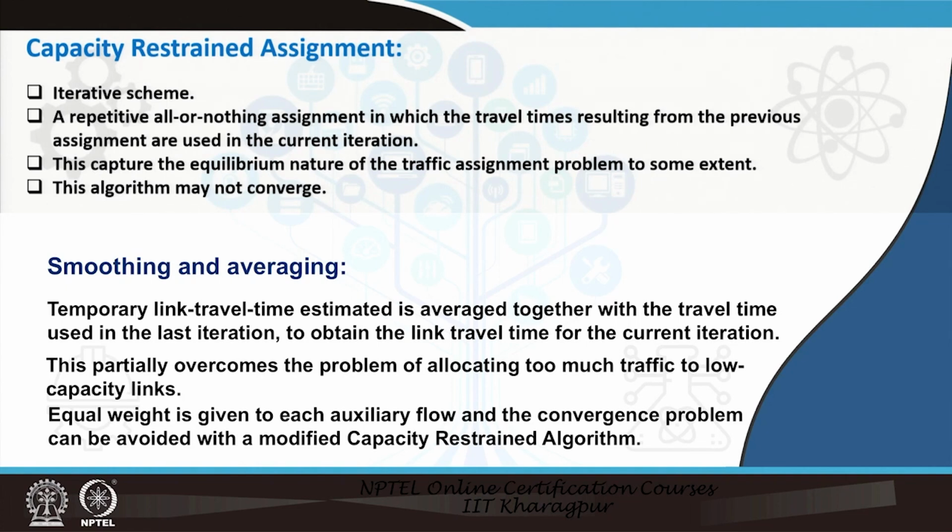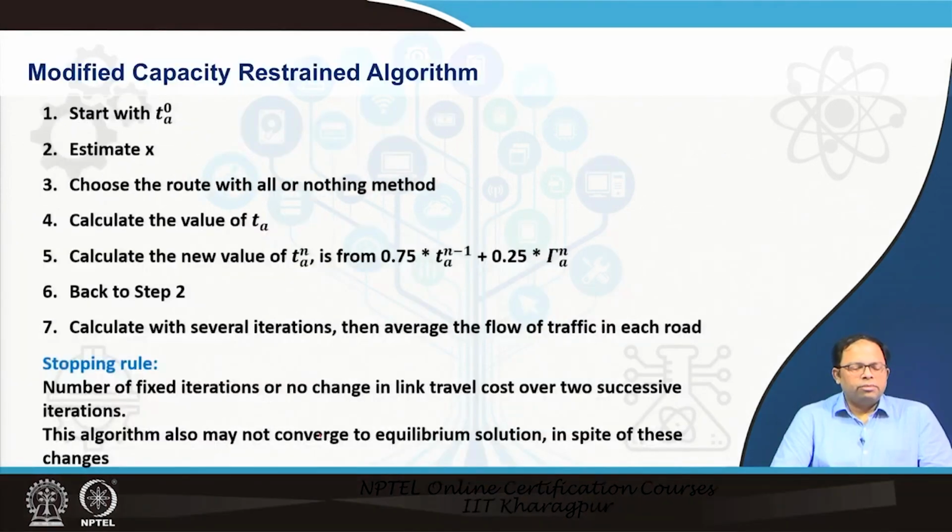That was the problem I was telling you about: traffic volume is already jumping from one link to another in each iteration, and sometimes in some low capacity links, and equal weight is given to each auxiliary flow. So we start with TA0.